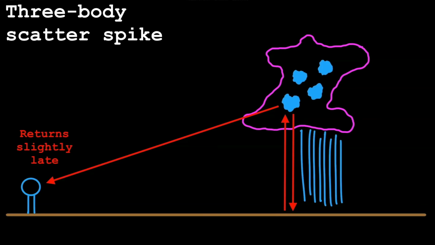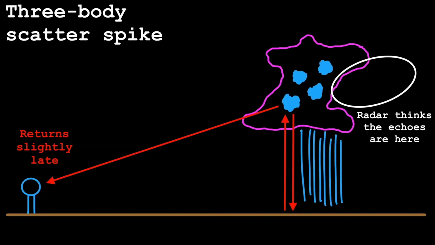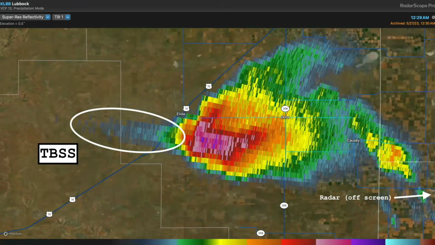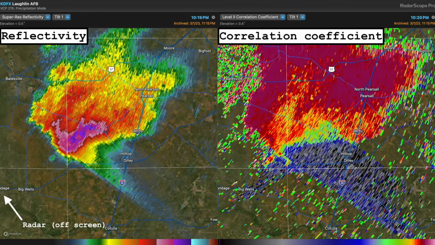This portion of energy arrives back at the radar slightly later than the original backscattered energy, so the radar assumes that it exists farther along the radial than the storm itself. The result is a spike of low reflectivity that extends along the radial outward from the storm's core. Three-body scatter spikes are also often accompanied by significantly decreased correlation coefficient.